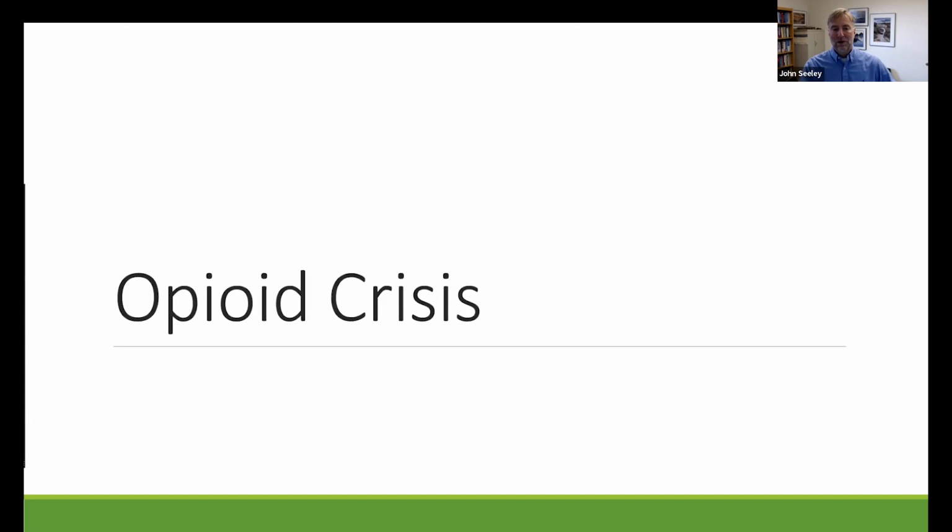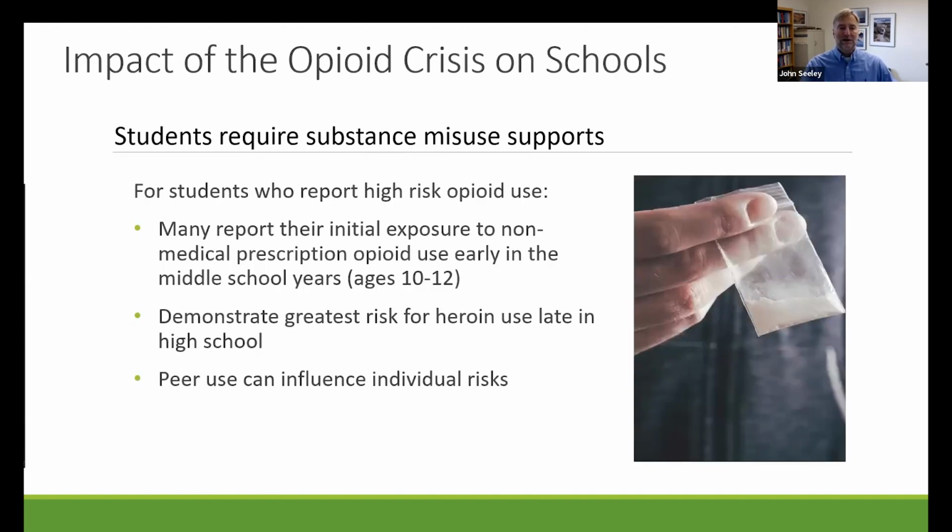This has an impact, and we know this for the last 2 decades, that there's been an impact on schools. Students require substance misuse supports, and that's what we're going to be presenting on today across multi-tiered systems of support. For the students who report high risk opioid use, many of them started in middle school. We know that if they're at high risk for opioid use, they have a greater risk for heroin use late in high school. And we know that peers can really influence the use, and that's where peer refusal skills come into play. How do you say no, and how do you make sure that you don't get pressured into using?